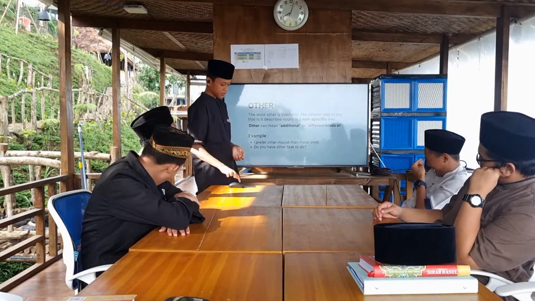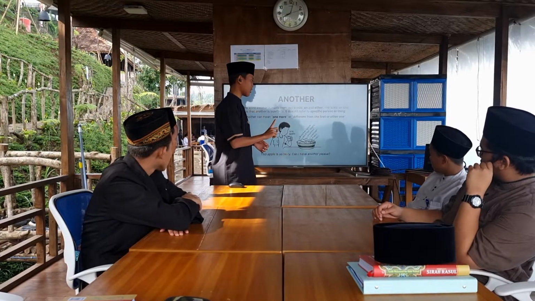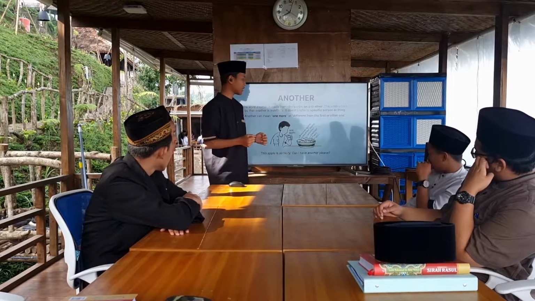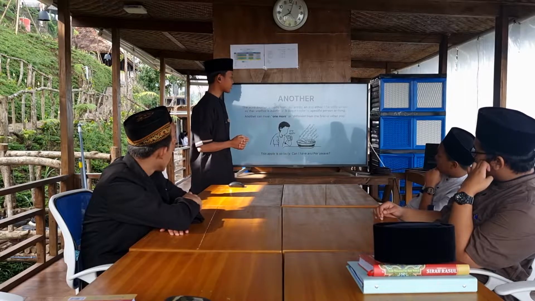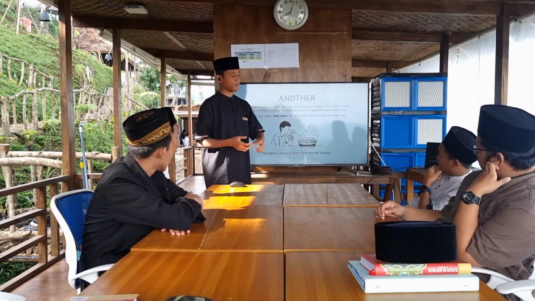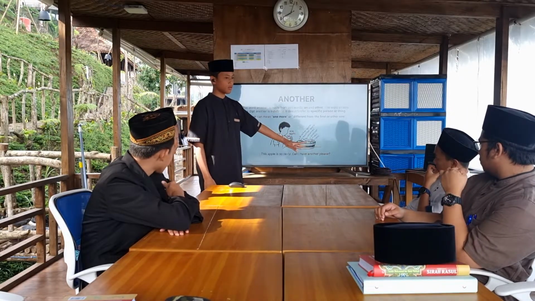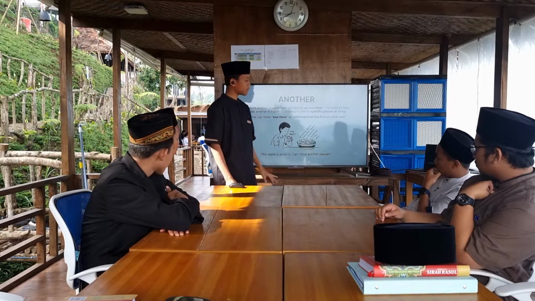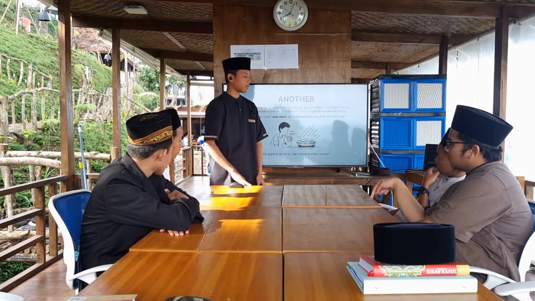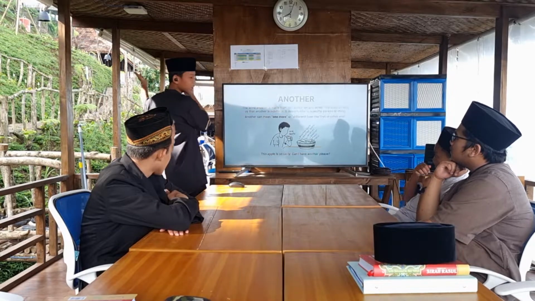Let's step to the next word, which is another. The word another is made from two words, an and other. The word an tells us that another is undefined. It doesn't refer to a specific person or thing. Another can mean one more, or different from the first or other one. For example, this is one apple, and this is another apple. This is one table and there is another table. This is a TV and there is another TV.